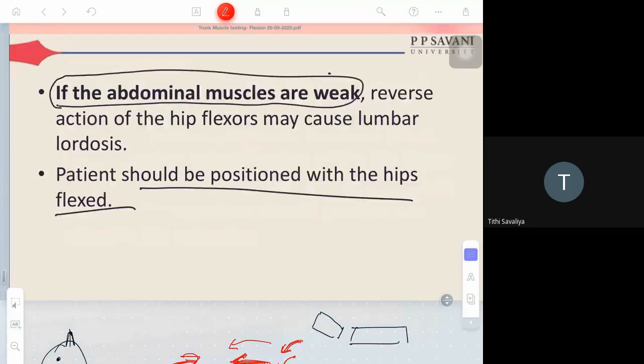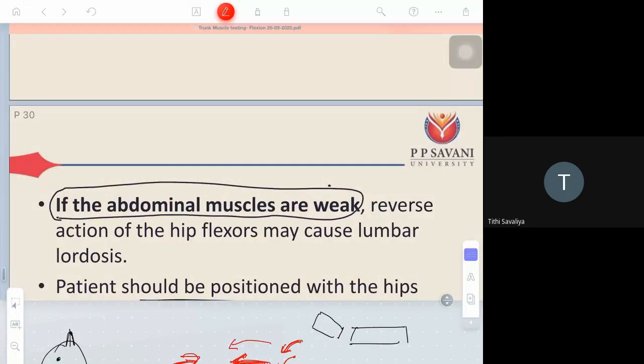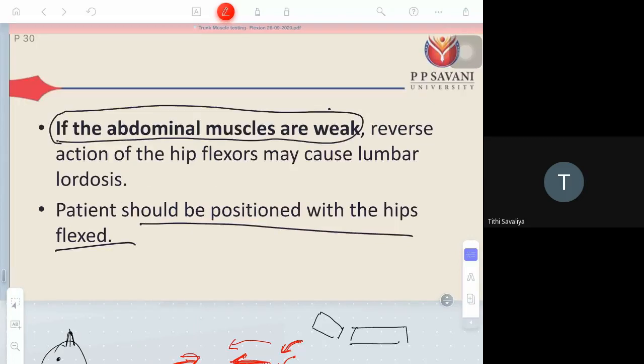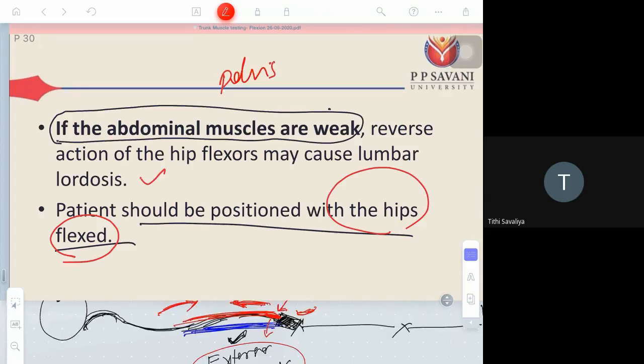In the previous slide, what we discussed: if the pelvis is tilting anteriorly, clear, what will you do? You will position the hip in flexed position. In this situation, the pelvis is tilting anteriorly and lumbar lordosis is exaggerated, increased. So you are keeping the hip in flexion position. Now it is reversed.